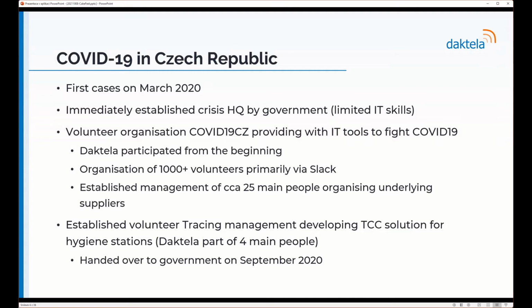And one very important thing is that from this volunteer movement, we established tracing management, which was responsible for the initial volunteer work on contact tracing in Czech Republic. And we were so lucky that we made it to the 4 most important people who were pretty much managing the contact tracing and implementing it in Czech Republic. This solution has entirely been handed over to the government. It's been over a year already. So we definitely have some results from this, and we'll try to go through them later.